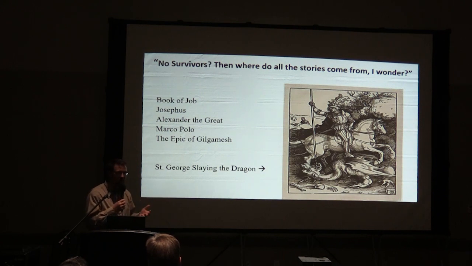The word for dinosaur used to be dragon. Book of Job, Josephus, Alexander the Great, Marco Polo, Epic of Gilgamesh, St. George slaying the dragon here. So to some extent, we've got some big lizards that we had to take down. And where did they come from? They must have been around not too long ago.